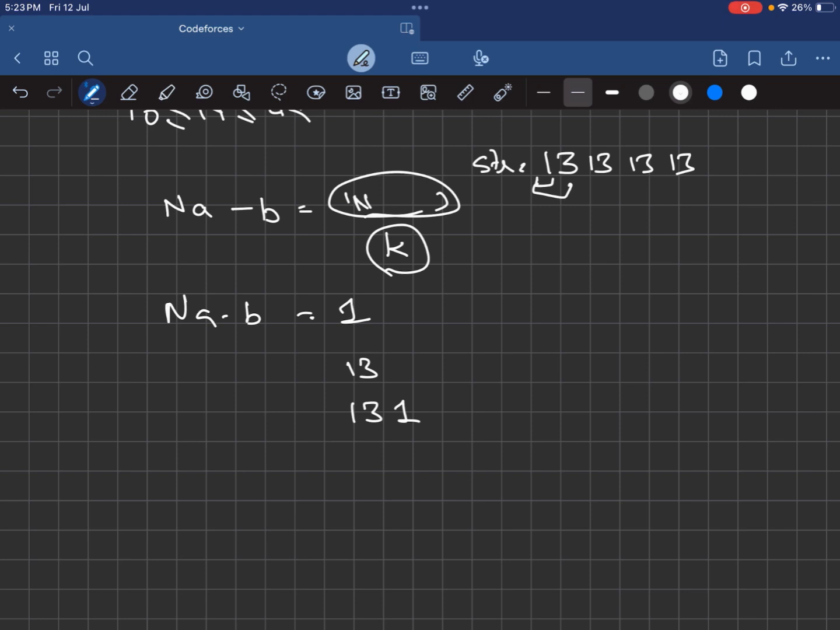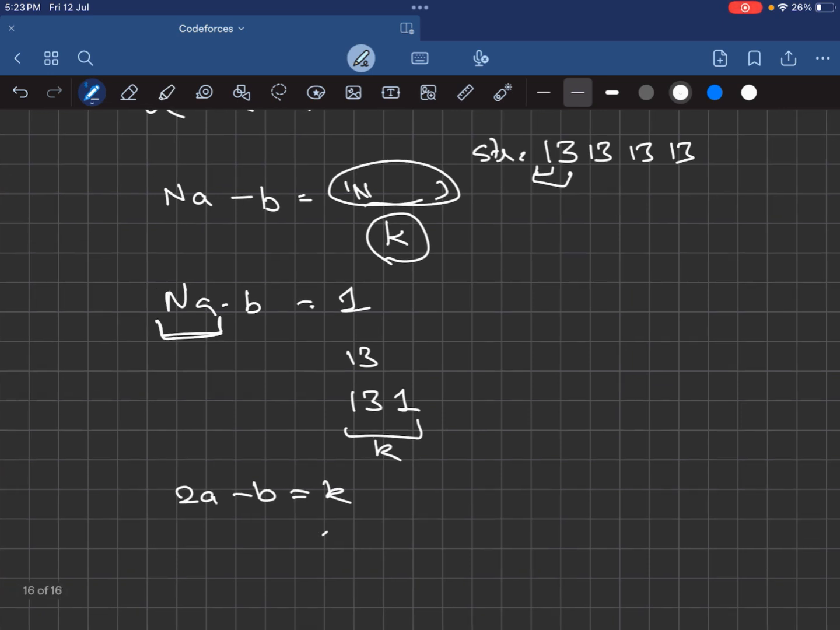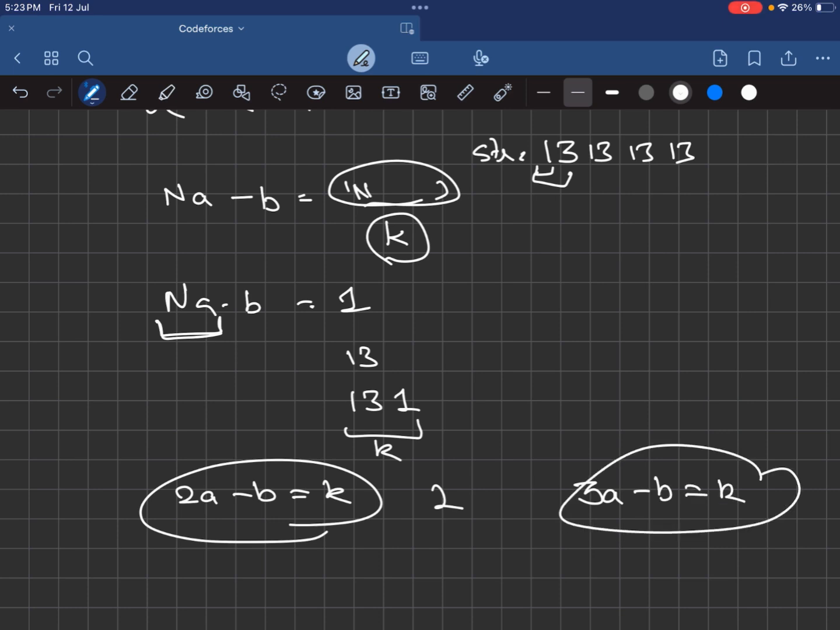And in that case, this is how the length will look. The length of this string will be 2 times a, because n is a 2-digit number, so 2a minus b equals k. This is the equation we'll have for a 2-digit number. And for a 3-digit number, say 100, the same equation will be 3a minus b equals k, if k is the length of the final string.